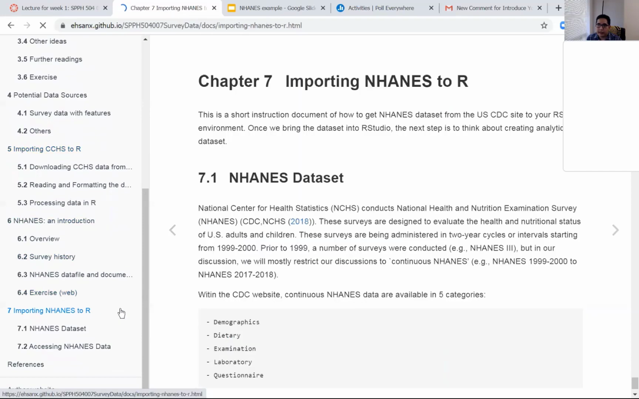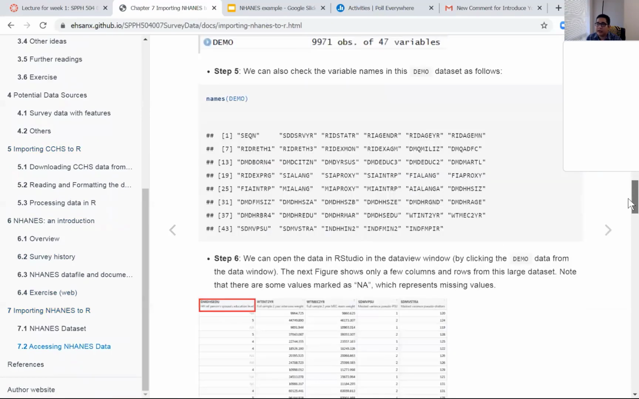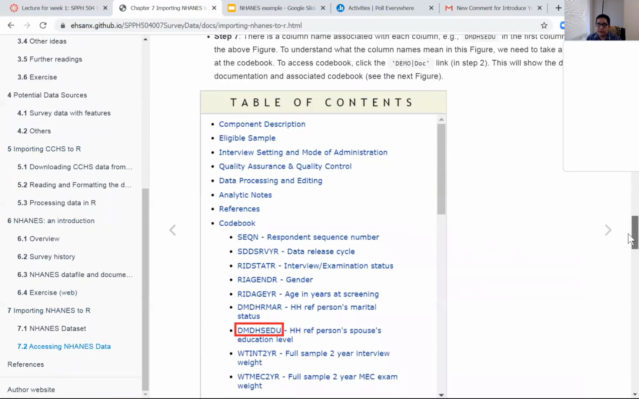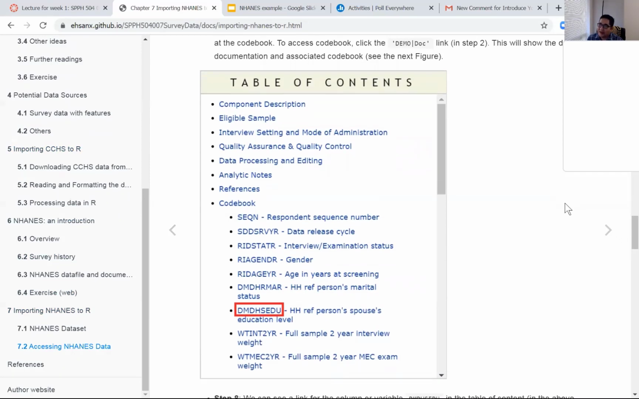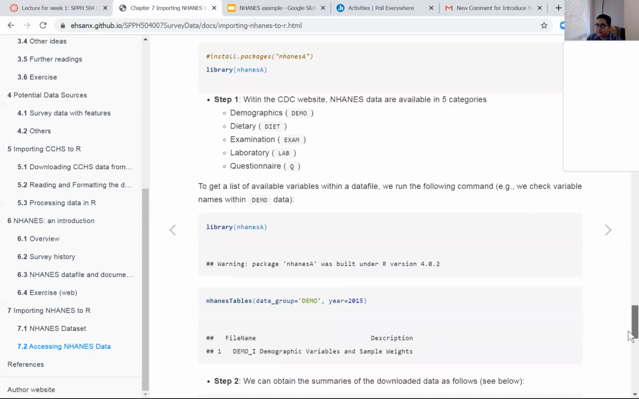And similarly, you can also download the NHANES file, and there is a very detailed instruction given. And fortunately for NHANES, you do not have to go through that many steps. It is openly available, so you can simply download that. There is even an R package.